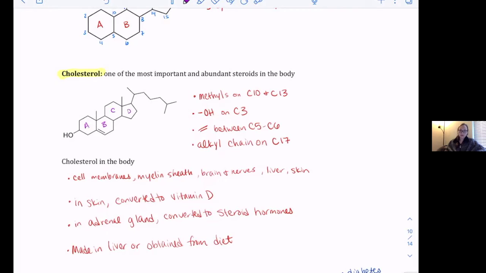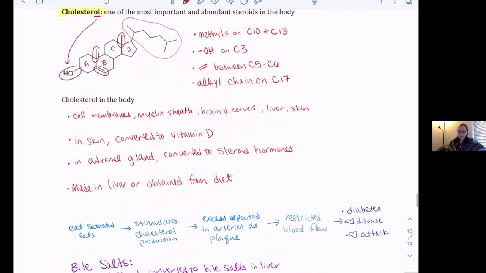But now we have a couple new features. We'll have a methyl group here at carbon number 10 and another methyl group at carbon number 13. We have a hydroxide, so that's why you get an "ol" at the end of cholesterol. We have a double bond here between carbons 5 and 6. And then lastly, we have this defining alkyl chain over here on the very top of the molecule. So this particular structure is cholesterol.